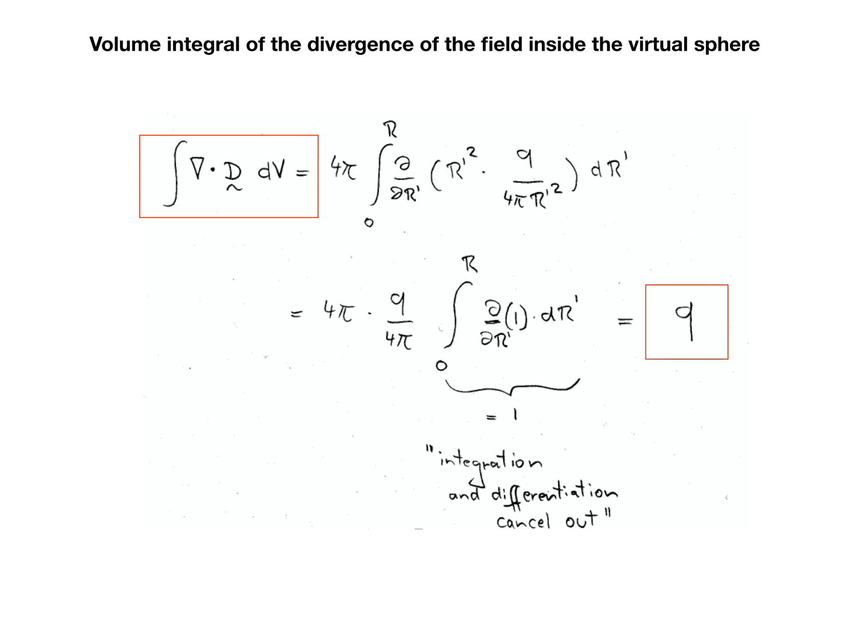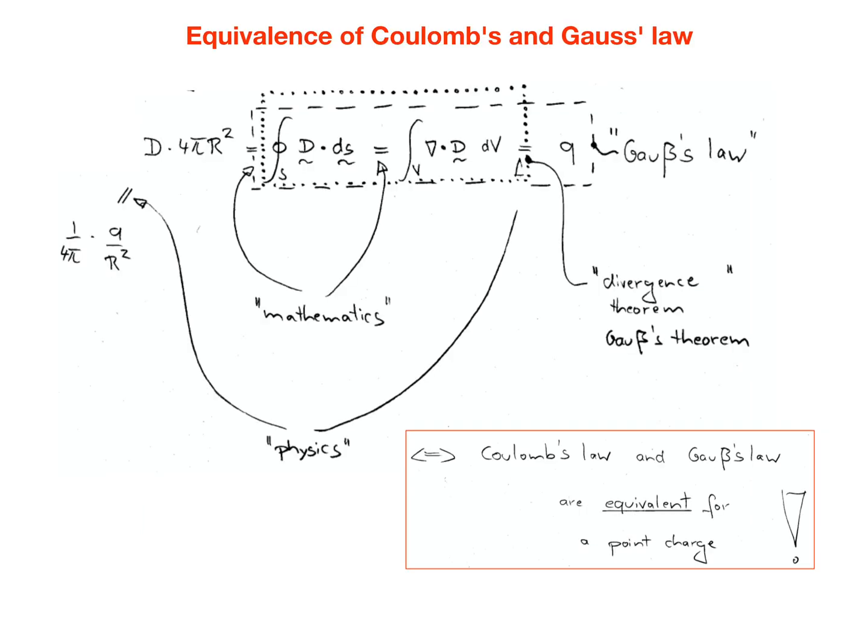The volume integral over the divergence of the vector field inside the virtual Gaussian sphere is equal to the source charge Q at its center. We have in fact shown that the experimental Coulomb law is equivalent to the postulated Gauss law, the first Maxwell equation. This becomes clear if we summarize our consideration once more in the equation at the top of this slide.